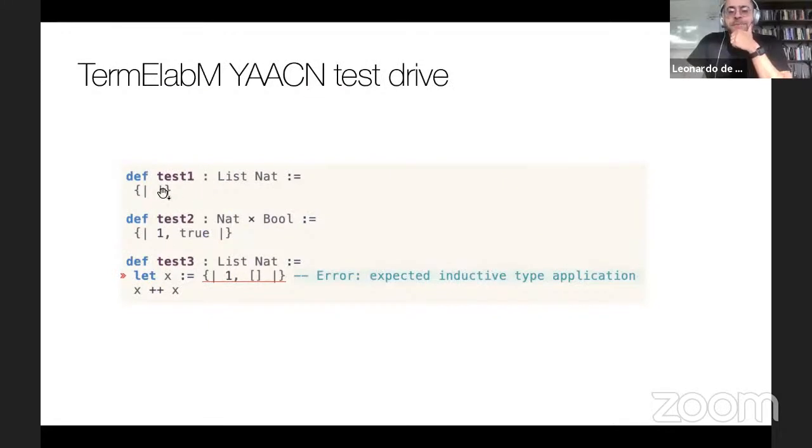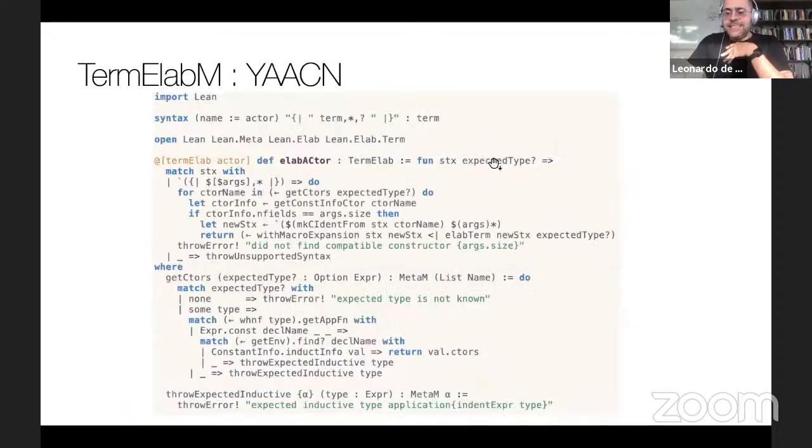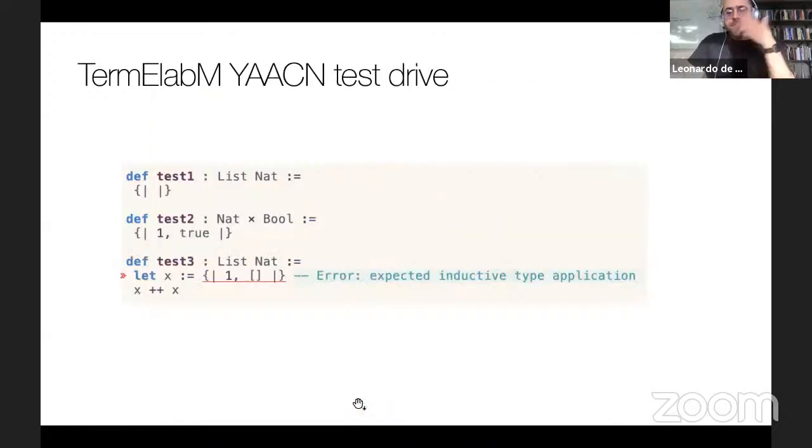Now, if you try this example, the first one, the list notation, you're using the notation without arguments, and it works. Now you have test 2, a pair, you're providing 1, 2, and it's working. And now you try a more complicated example, and it says expected inductive type application. It produces an error message because the expected type is not available here. The expected type in this scenario is going to be none, or a meta variable, not known. And it's producing this error message here, right? Let's see how we can improve that.